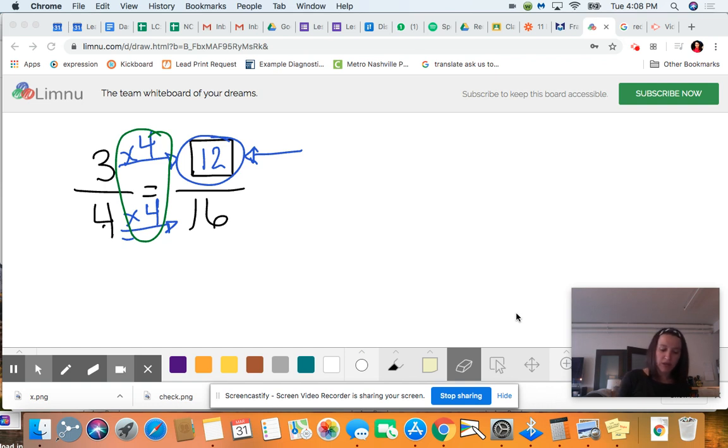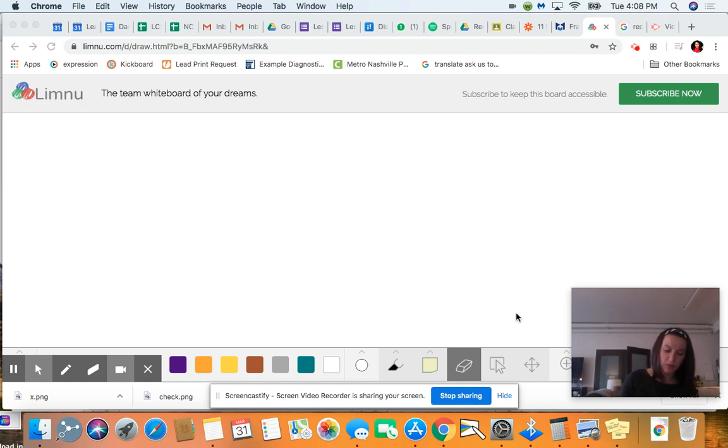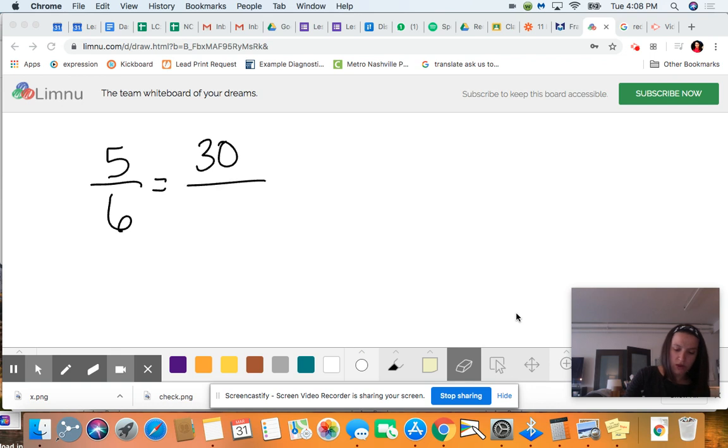Let's look at another example. Clear the board. Let's try this one. We have 5/6 equals 30 over some denominator that we don't know. So we know these two fractions are equal.